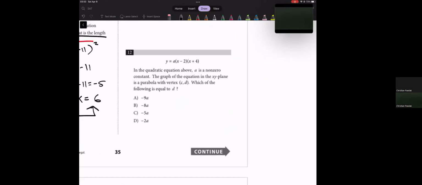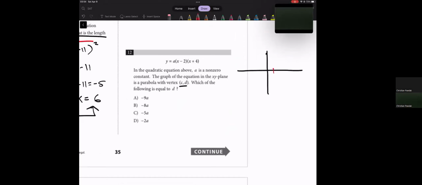All right, number 12. In the quadratic equation above, a is a non-zero constant, and the graph of the equation in the xy plane is a parabola with vertex (c, d). Which of the following is equal to d? So I think this is the easiest way to do this. If it's the vertex, that means it's the highest or the lowest point in the parabola. So what I'm going to do is try to draw what this parabola looks like.